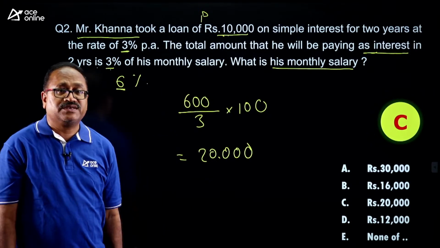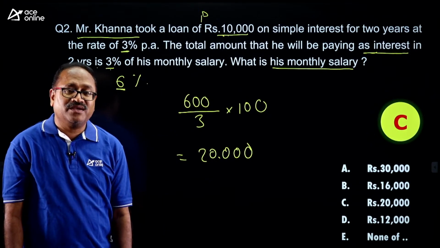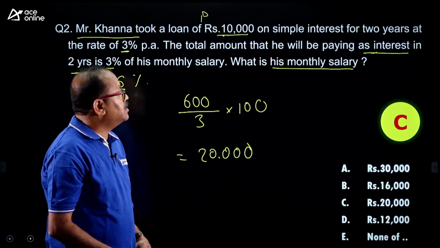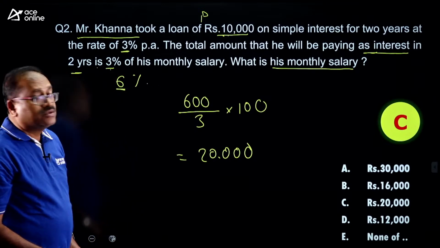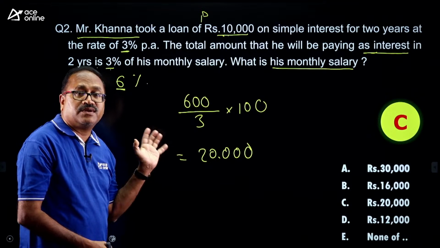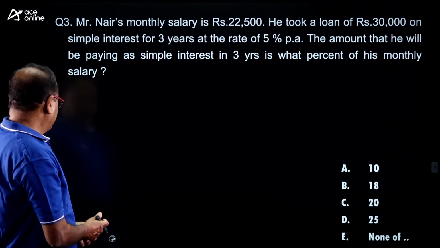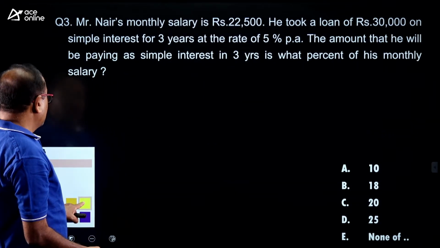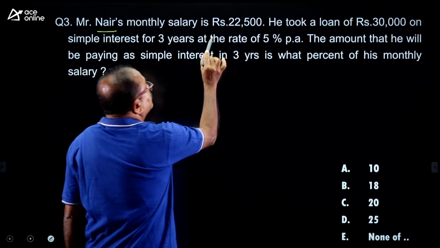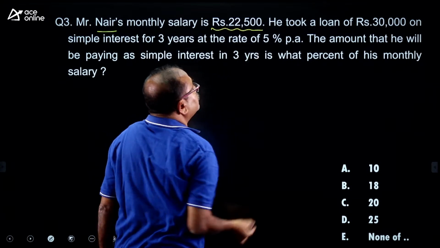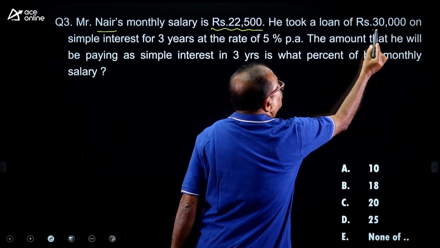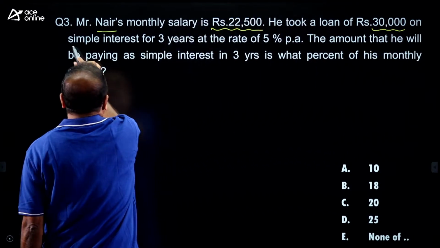That's over, my dear friends. That's the way, that's why I said it's a one-line question when I was giving this question to you. So if your writing is done, I'm moving on to the next question, and which is this. What is this question? Mr. Nair, monthly salary is rupees 22,500. Monthly salary. He took a loan of rupees 30,000 on simple interest.